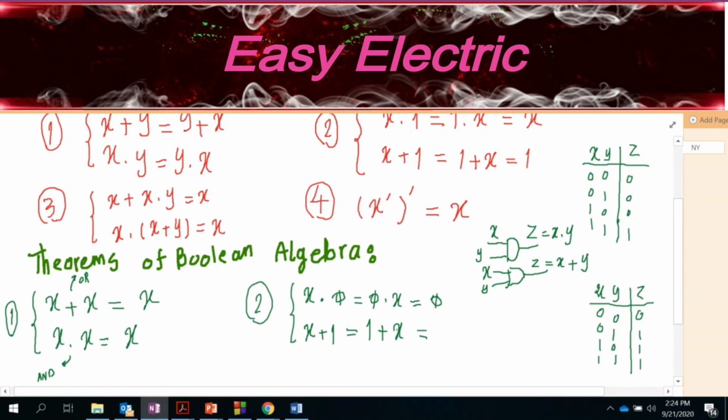So that means if one input is 1, no matter what the value of x is, if it's 0 or 1, definitely the output will be 1, okay? Somehow it's obvious, but you need to remember that in Boolean algebra. So that means if you AND anything with 0, the result is 0. If you OR any variable with 1, the result will be 1.